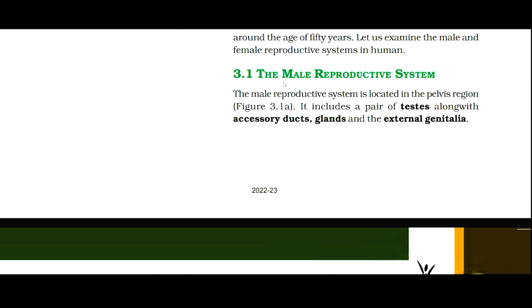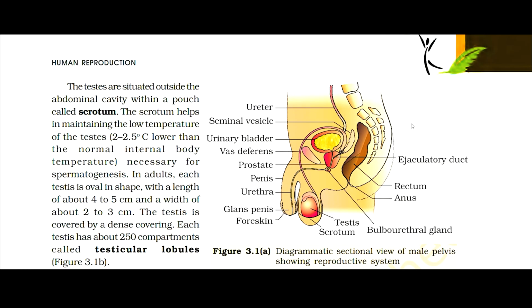3.1 The male reproductive system. The male reproductive system is located in the pelvis region, which is given in figure 3.1a. It includes a pair of testes along with accessory ducts, glands, and the external genitalia. The testes are situated outside the abdominal cavity within a pouch called scrotum. The scrotum helps in maintaining the low temperature of the testes, which is 2 to 2.5 degrees Celsius lower than the normal internal body temperature, necessary for spermatogenesis.